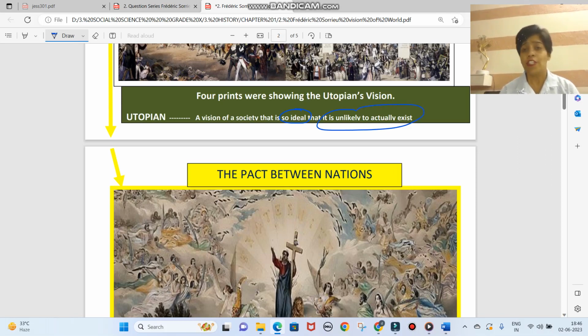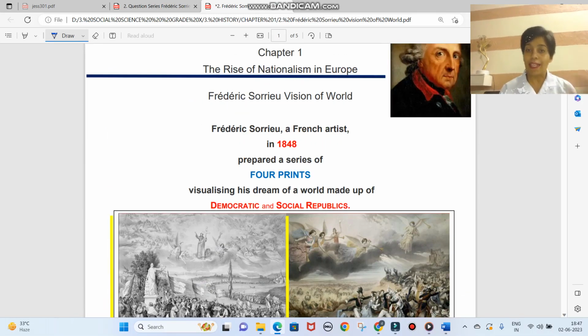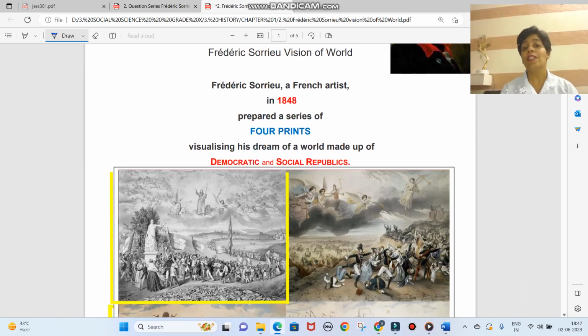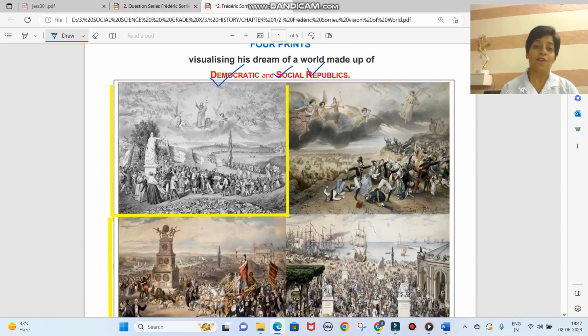As such, we know that during that time most of the European world was captured and ruled by the monarchs. Who were the monarchs? That means if a king is ruling over a land, then his son is going to become the next king. So the people of Europe at that point of time wanted to have a nation which should be based upon democratic, social, and republic principles. So that's how these 4 prints are reflected.